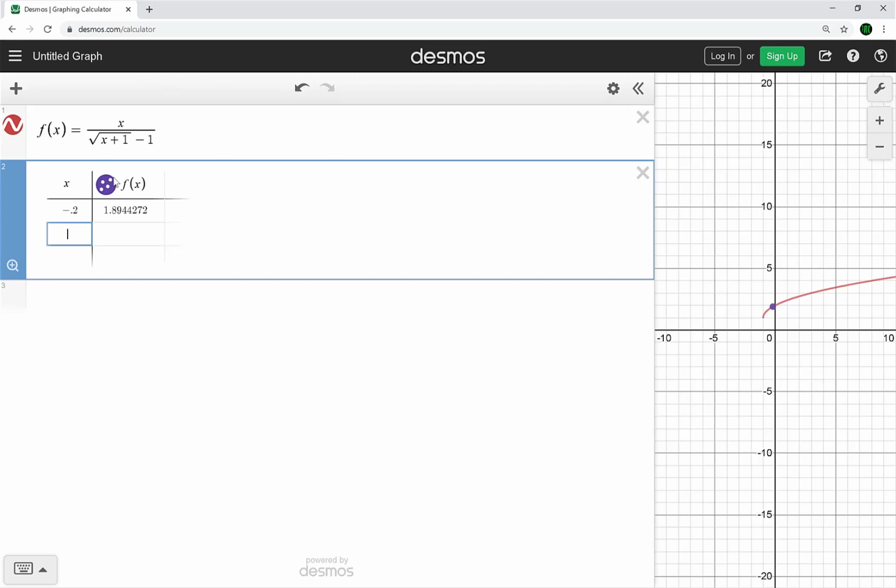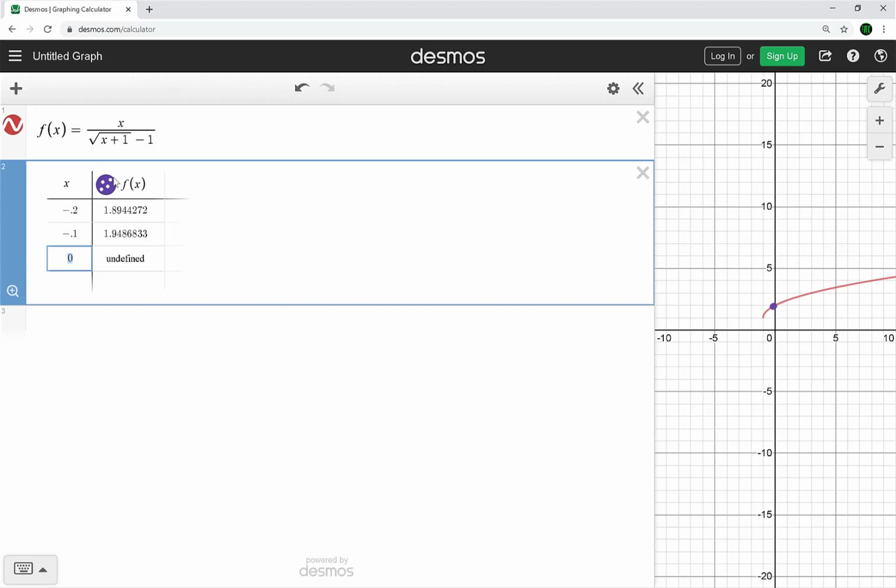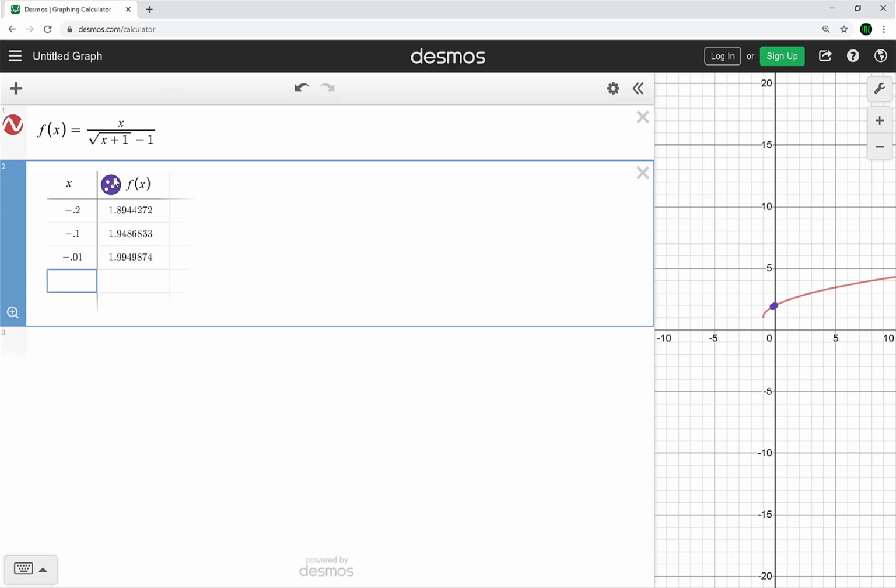And then what was the next x value? Was it negative 0.1? Yes. Okay. Enter. And then write 1.9486, or you can even write 87 if you want. What was the next number after this? Negative 0.01. So here's what's happening. I'm getting closer and closer to 0 from the left-hand side. Enter. And write 1.9949. That's truncated. It would be 1.995 if you round it. But put 4 digits, so put 9949.